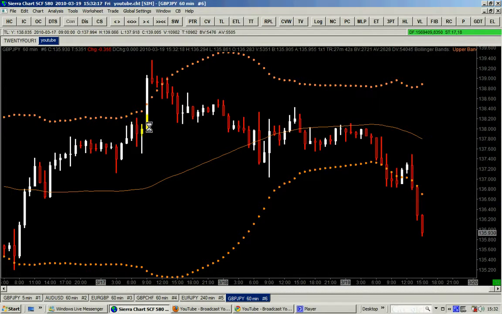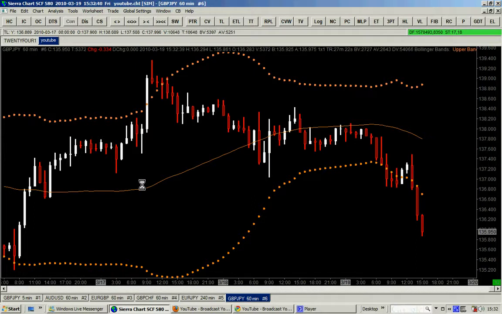And here I use the Bollinger Band set at 50 with deviation of 2. So 50, deviation 2, that's what I use. I don't use the 20 with deviation 2. I use 50 because the moving average 50 is a very important moving average.